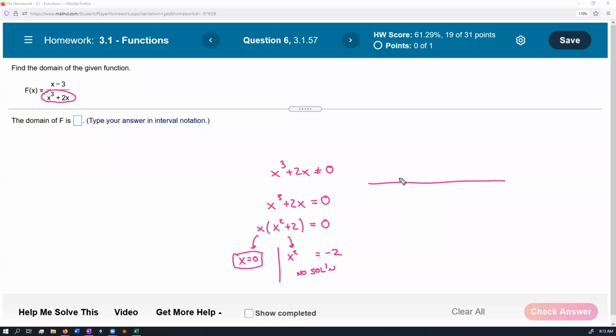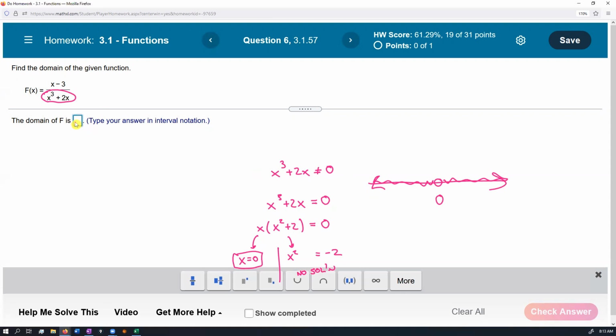So the only answer we'll have is 0. So we want to make sure that we are not including 0. Everything to the left is fine. Everything to the right is fine, just not 0. So the way I do that in interval notation is I say negative infinity, comma, all the way to 0, parenthesis, union, everything from 0 to infinity.